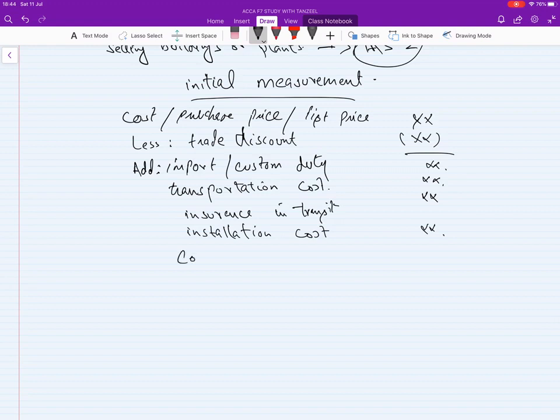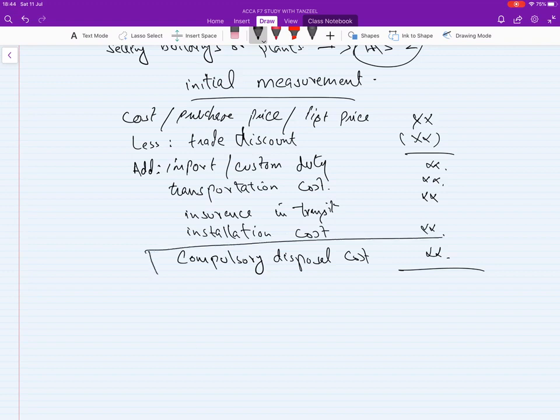And the last one is compulsory disposal cost. Compulsory disposal cost, I will let you know by the end of the lecture. I will do some questions on this, so just leave it for the time being. I'll just give you a full idea. Compulsory disposal cost or decommissioning cost.